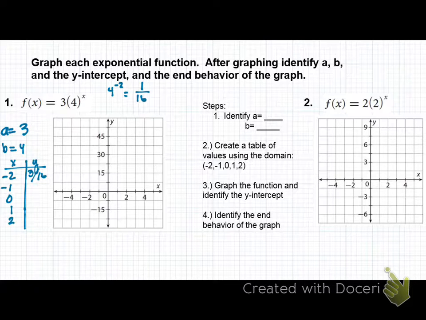Let's try this again. Ready? What's 4 to the -1st? 1/4. Good. Did y'all get that? Okay. And then 1/4 times 3 is going to be 3/4. Okay. And I keep going here.